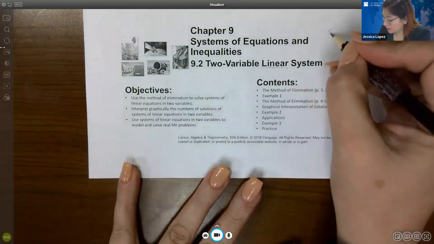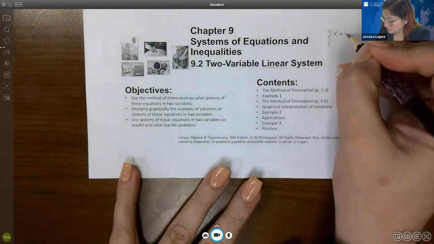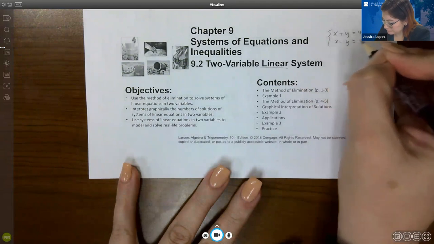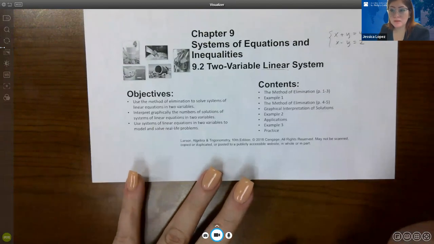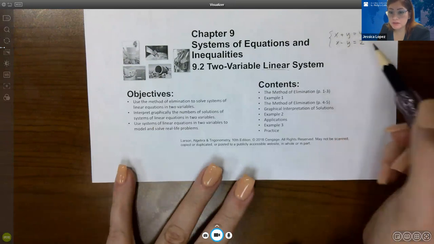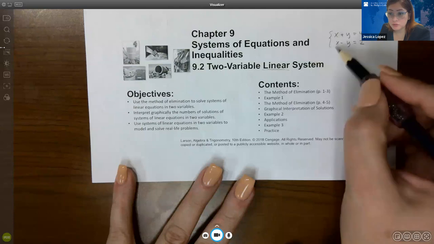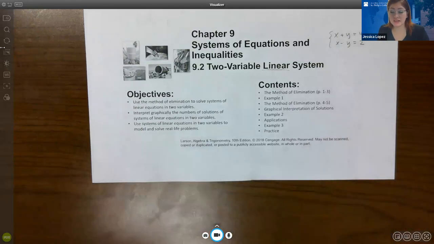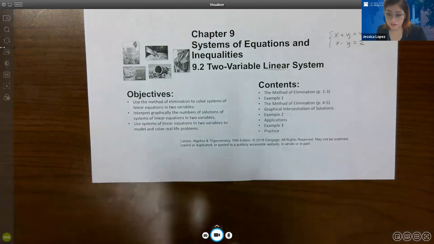So they're going to look a lot like the ones that we saw before, something like that, right? Where all of the variables do not have any exponents, and you have two equations with two variables, okay? So all of the equations in 9.2 will be of that type, okay? So you won't have any of the x squareds or anything like that in this section.